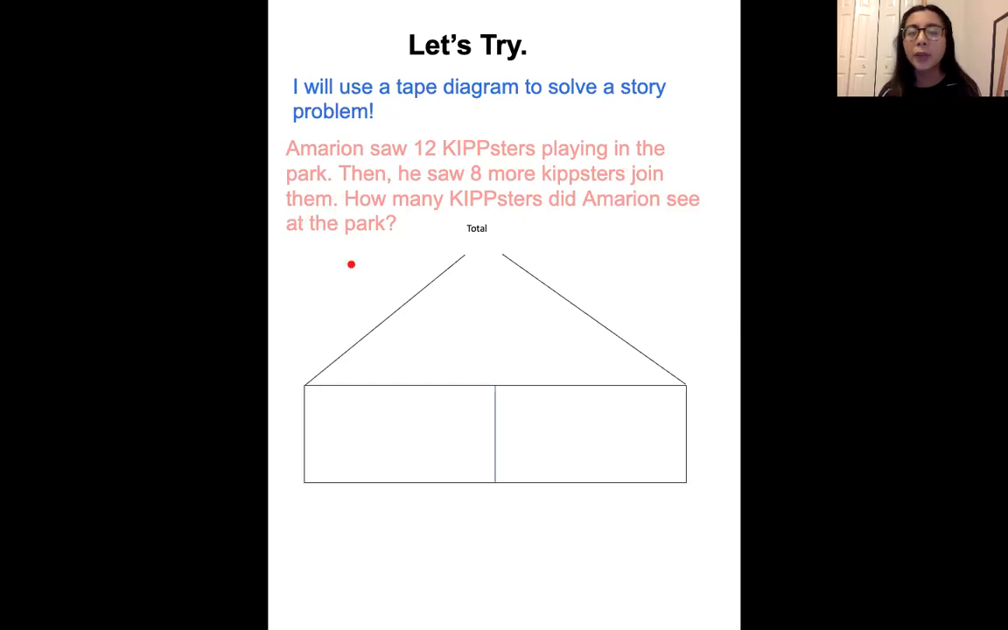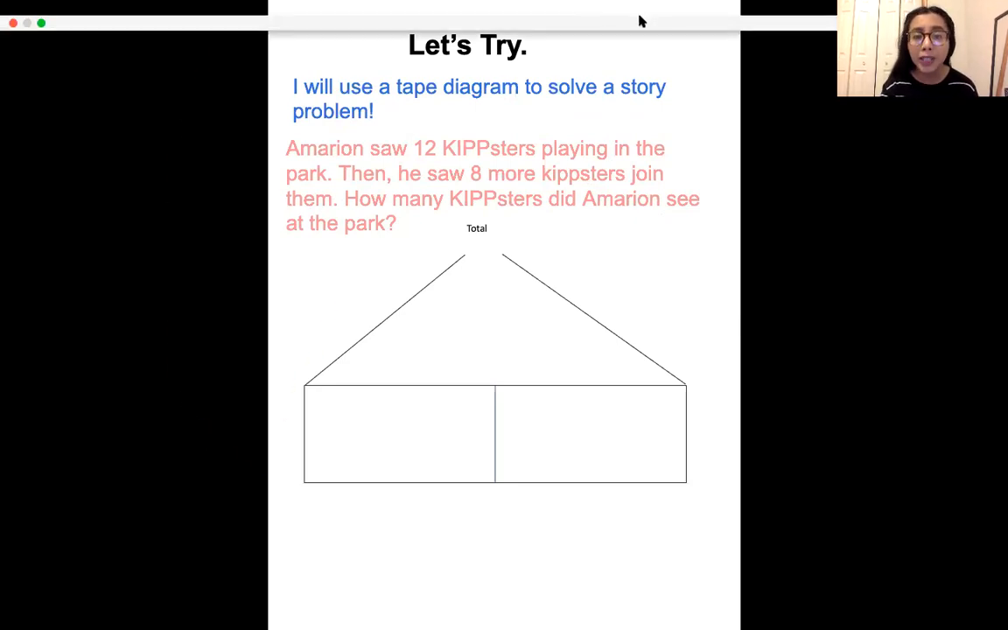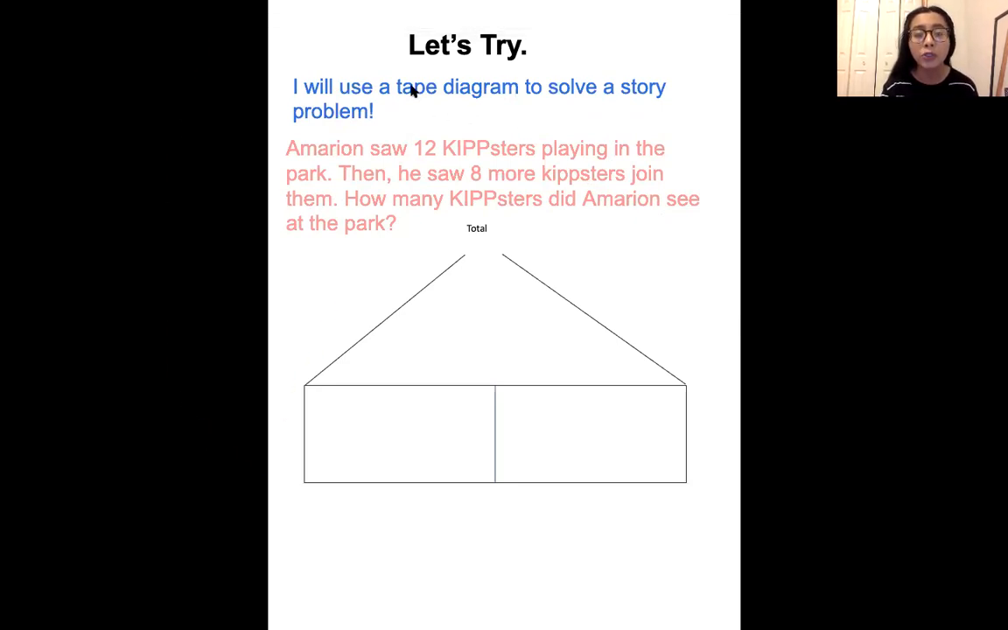Let's read that one more time. Amarian saw 12 kipsters playing in the park. Then he saw 8 more kipsters join them. How many kipsters did Amarian see at the park? On your paper, I want you to draw your tape diagram. If you need to pause the video to have time to draw it, make sure you do that. Draw your tape diagram with your two parts and your total at the top. Let's see if we can start filling out our tape diagram to organize our information.